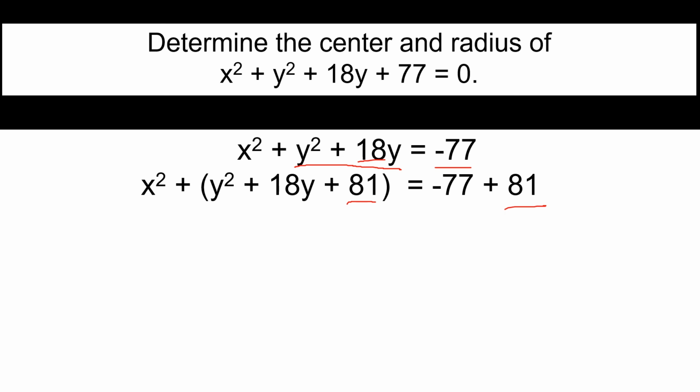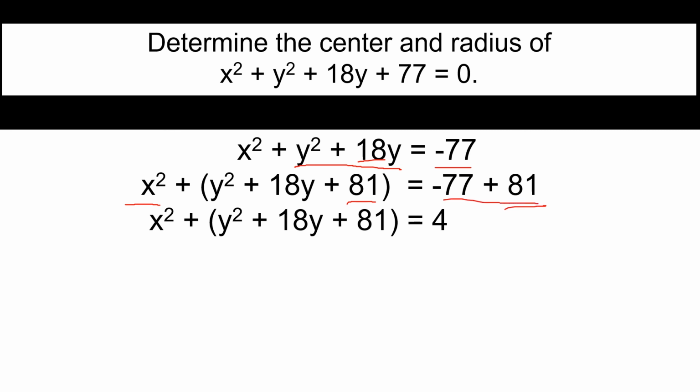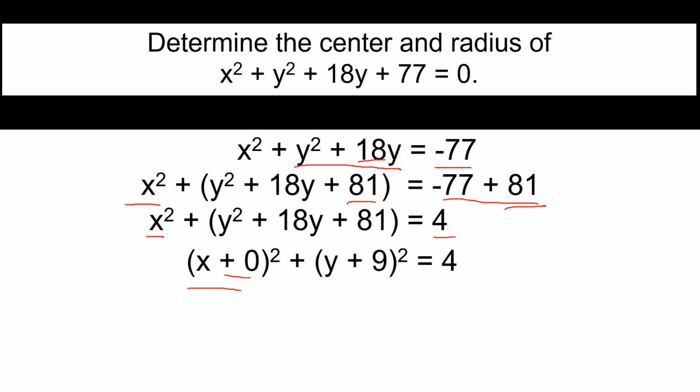So, hindi na natin ginawa yung perfect square trinomial sa x variables since wala tayong linear term for x variables. Simplify natin yung right side ng equation. Negative 77 plus 81, that is equal to positive 4. Then, express natin yung groupings into square of a binomial. So, yung x squared, automatic, plus 0. So, magiging the quantity of x plus 0 squared.